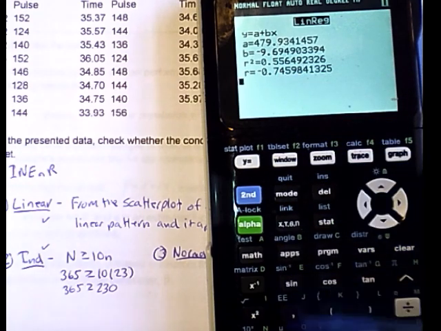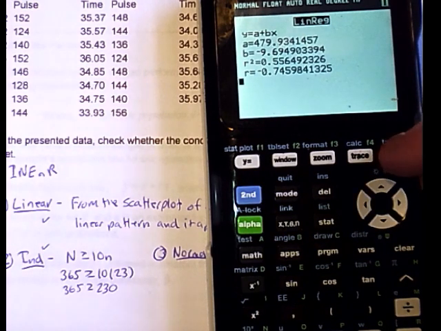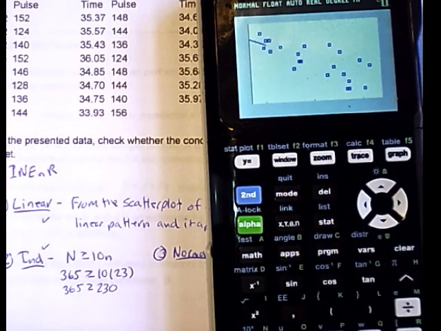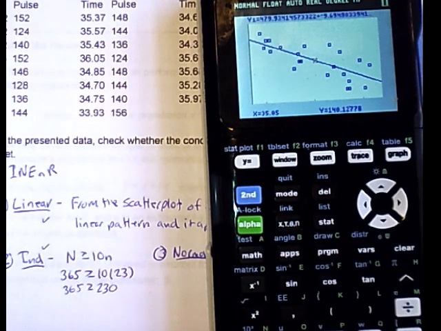So 56% of the variation in pulse can be explained by its linear relationship with swim time. Okay. So if I hit graph again, it's going to put in that regression line for us. Okay, and if I hit trace and toggle down to it, there's our prediction line.